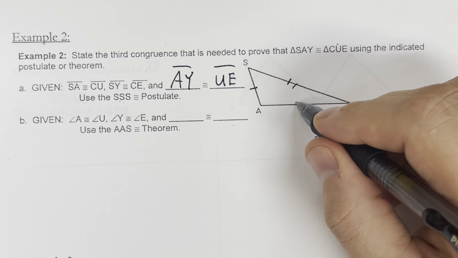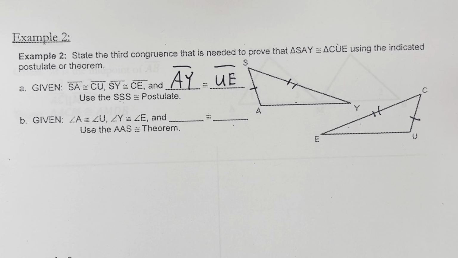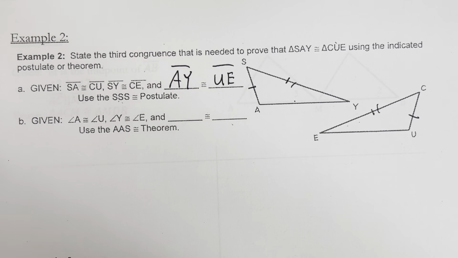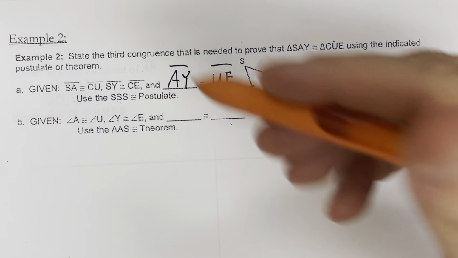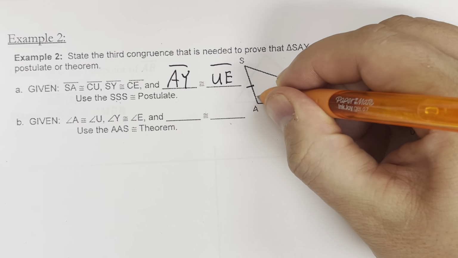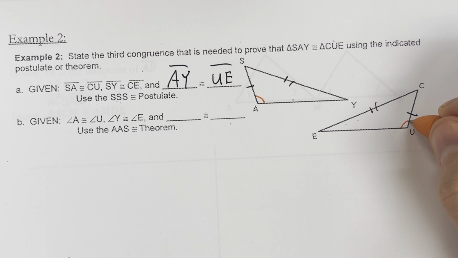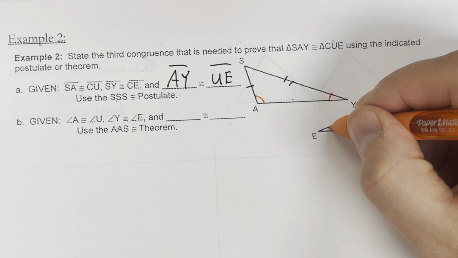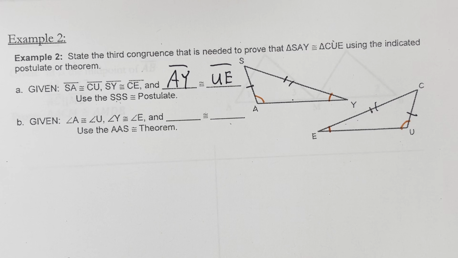If we had that third congruent side, then we could use side, side, side. Now, the next one says we're going to use angle, angle, side. So it says that we're given, I'm going to use a different color for this one so it stands out a little bit better. Angle A is congruent to angle U. Y is congruent to E. And it says that we need to use angle, angle, side.